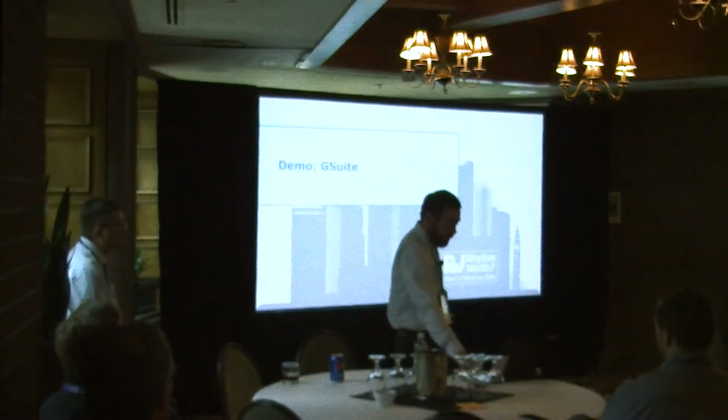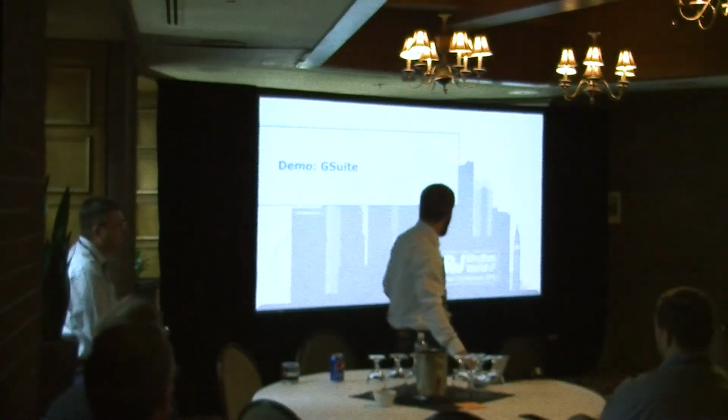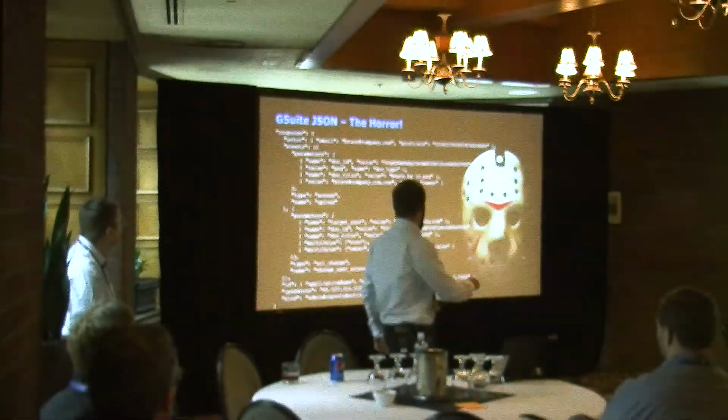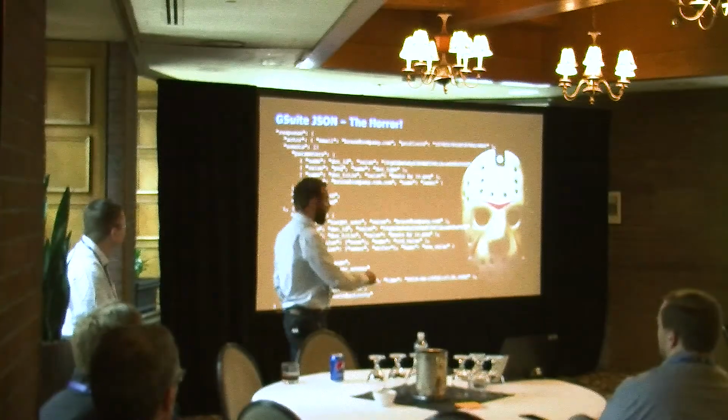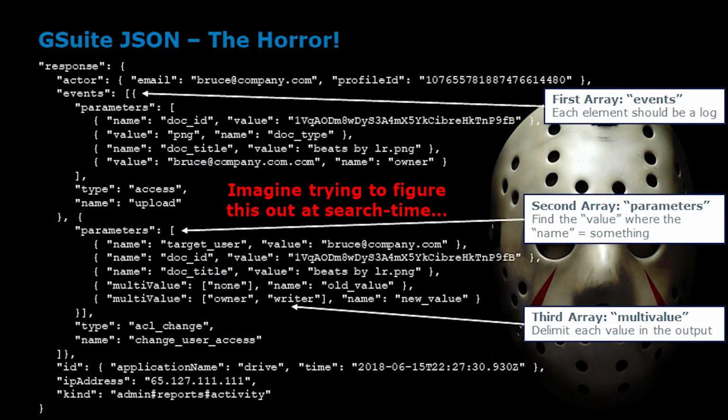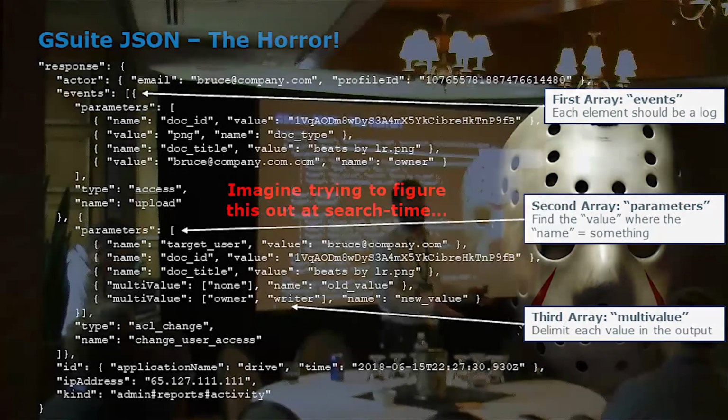All right, G Suite, our last demo here. I alluded to this JSON being pretty terrifying earlier, and that it is. Happy Halloween. So I'm going to point out a couple things in this JSON that make me a little bit squeamish. The first is that we have an array in here that is multiple events or multiple logs within a single response from the API.